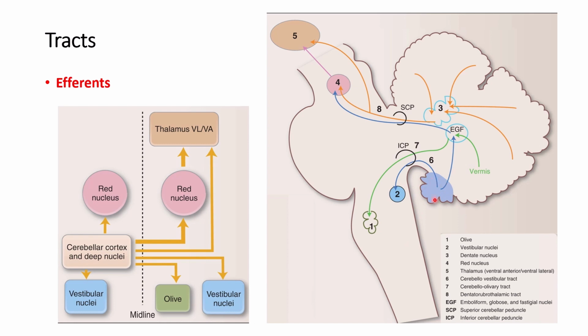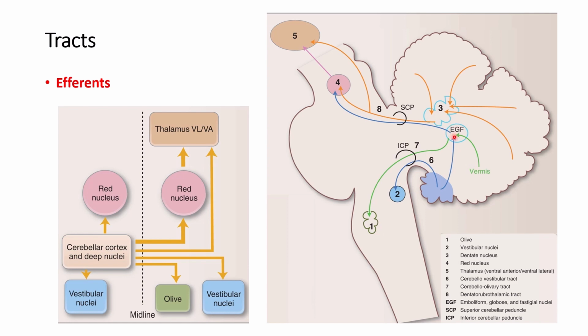so this is the flocculonodular lobe, and that sends information to the vestibular nuclei. So this is bilateral, and that is passing through the inferior cerebellar peduncle. The flocculonodular lobe sends information to some of the deep nuclei, EGF, and EGF also receive information from the vermis, and that sends information through the inferior cerebellar peduncle to the olive, so that's the contralateral side.